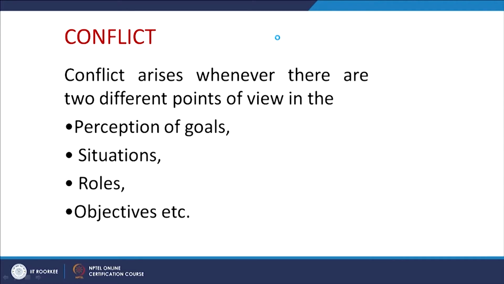Now, if this change comes in the municipal government, there are conflicts. Please see how conflict arises. Conflict arises when there are two different points of view, which we know generally, but those could be perceptions of goal, situations, roles, objectives. I give you an example. If I write that we want to be a green and clean city, the meaning of green and clean city for me and for any common person could be different. So, what exactly is the meaning that should be written?